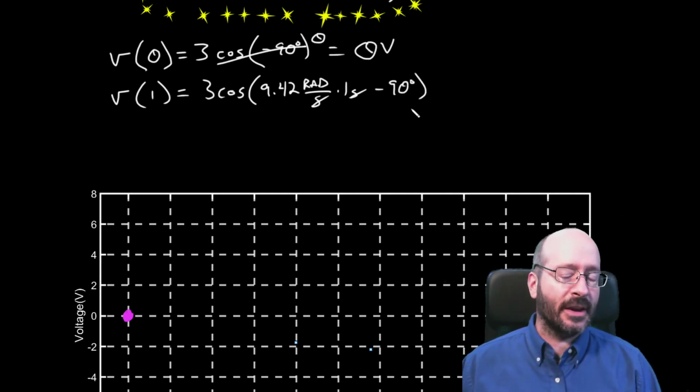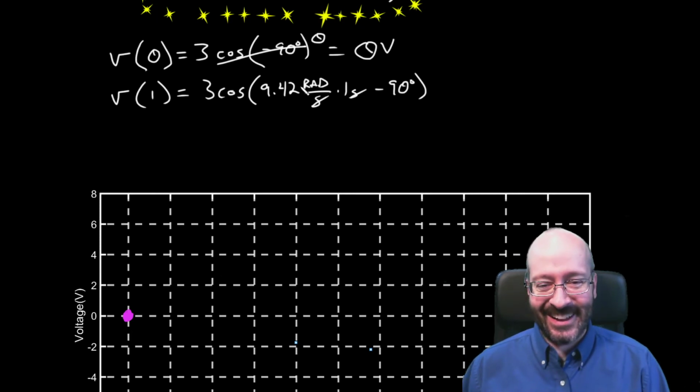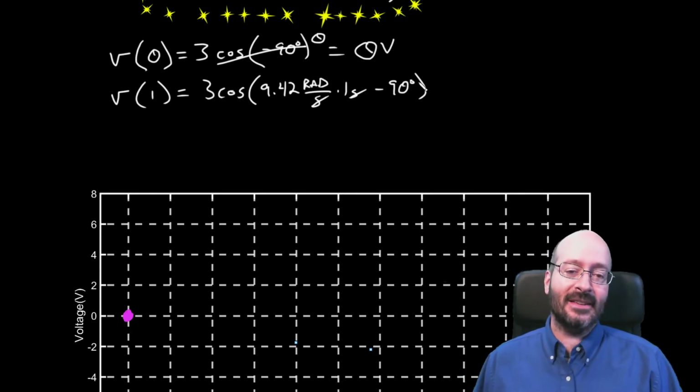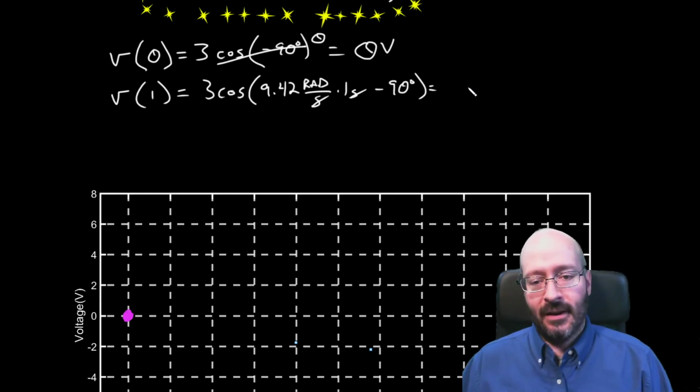Who would do such a thing? Electrical engineers. Electrical engineers would do this to you. And I'm going to do it to you too. Okay, so we got to be careful. This is in radians. This is in degrees. So we got to convert one to the other.